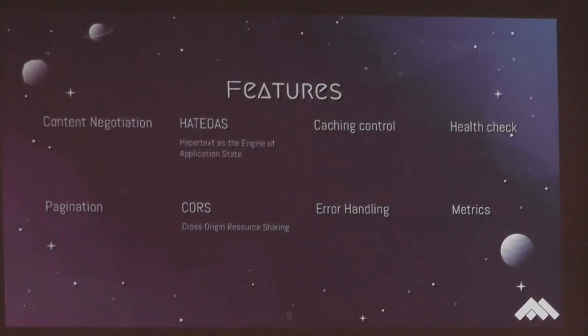Okay. Features that Stargate provides. It provides content negotiation, which we'll see a little bit. All of these features we'll see in more detail in a little while, but just to mention them, it provides support for HATEOAS and caching control. It's got two features that were added recently: a health check API and a metrics endpoint. It provides error handling, CORS handling, and pagination for the responses.